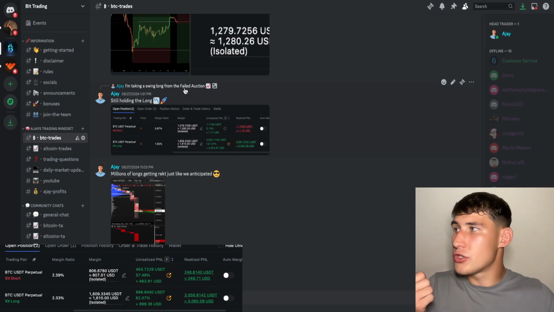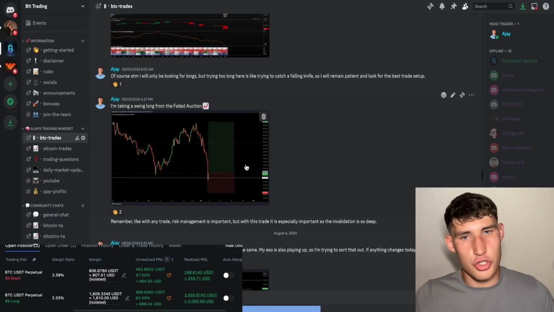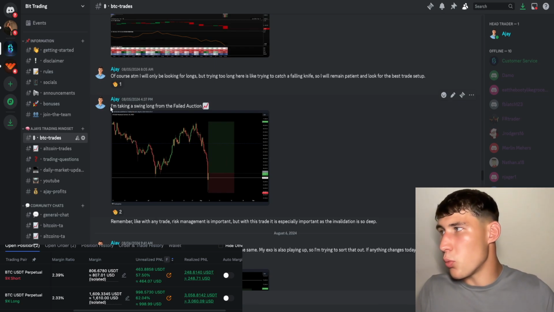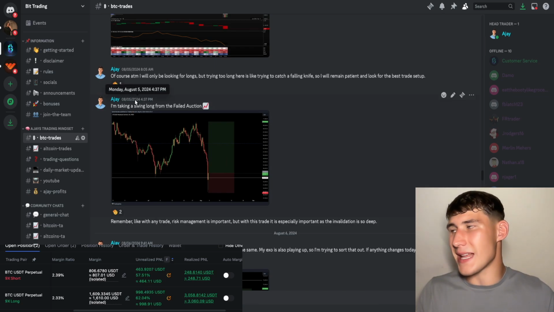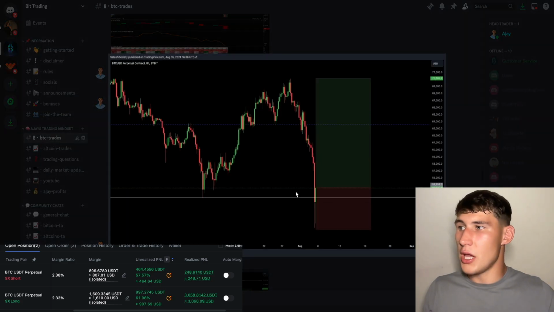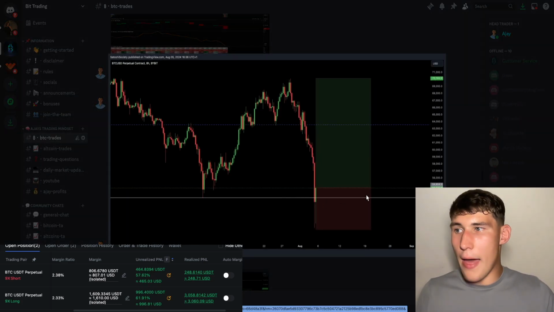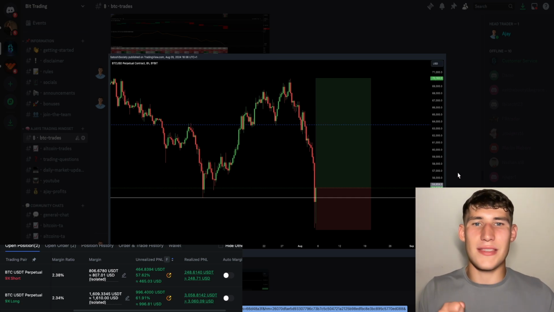Of course, I do have to look for confluence, and I do have to look for a trade entry trigger, and that's exactly what I got on the 5th of August. As you can see here over on the Visionary Discord, I told the team I'm taking a swing long from the failed auction. So we got the failed auction off of the previous range low, and that for me was the trade entry trigger to enter into that long trade.